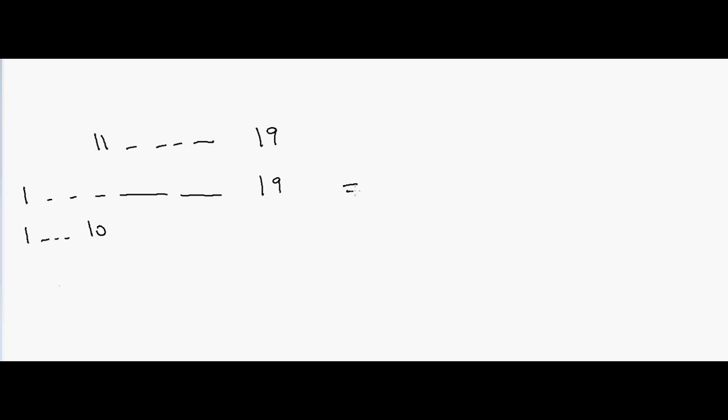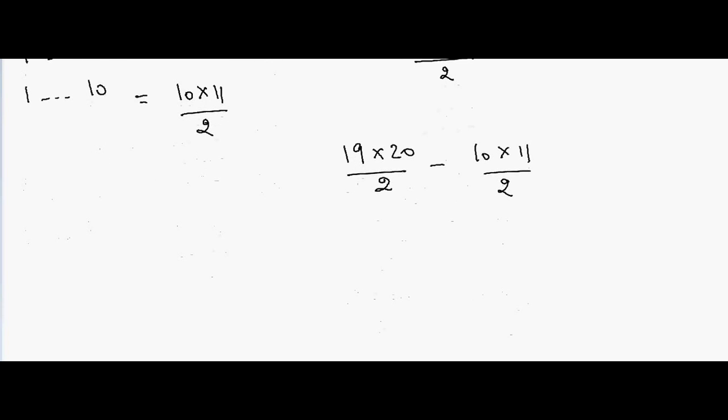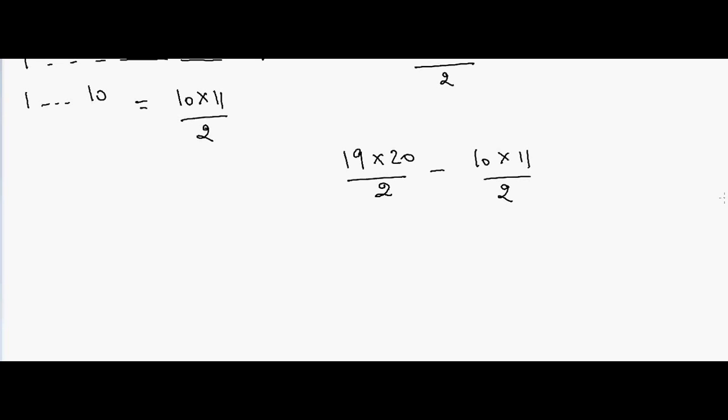So 1 to 19 will be equal to 19 into 20 divided by 2, and 1 to 10 will be equal to 10 into 11 divided by 2. So if I subtract both, that will be equal to 19 into 20 divided by 2 minus 10 into 11 divided by 2. So that's how I can do the addition in sequence which do not start from 1.